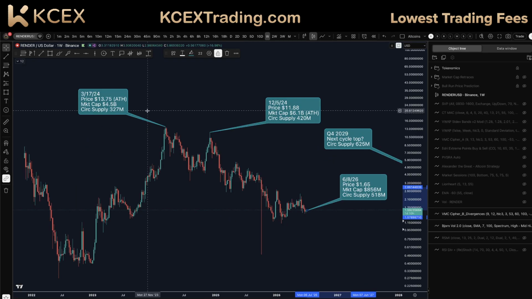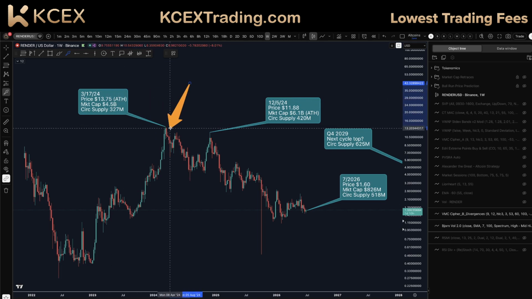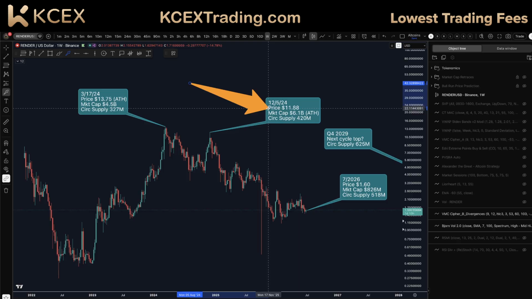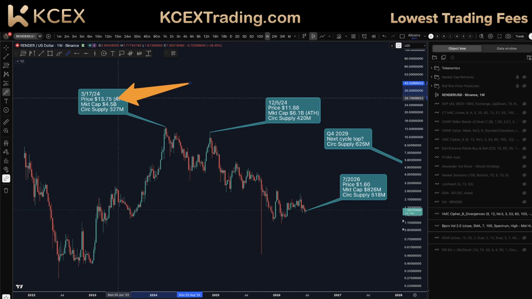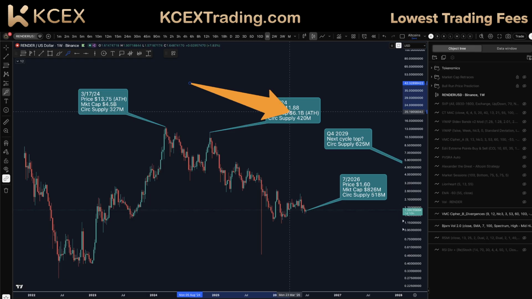Let's take a look at Render first. I'm on the weekly time frame. For both of these, I'm on the weekly time frame. Render set a price high of $13.75 back in March of 24. At that time, you had a market cap of $4.5 billion and a circulating supply of 327 million. Now, pay attention. Fast forward a few months, in December of the same year, you set a price high of $11.88, which is lower than your all-time high of $13.75. But you increased your market cap from $4.5 billion to $6 billion.